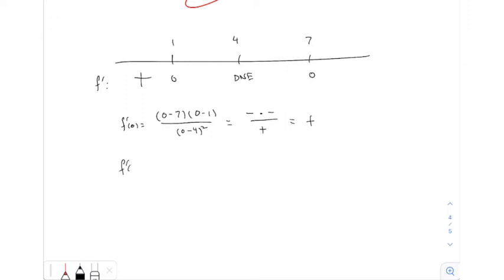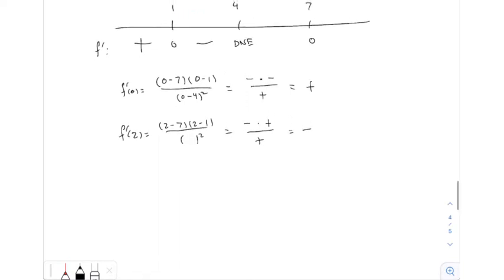2. f prime of 2 is 2 minus 7, 2 minus 1 over something squared, which is always going to be positive down there. This is negative times positive over a positive, which is negative. So that region is negative. This is pretty routine. It's a little tedious. You just got to plug all these numbers in.